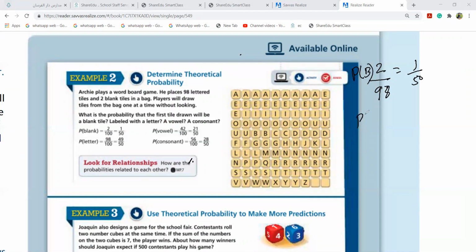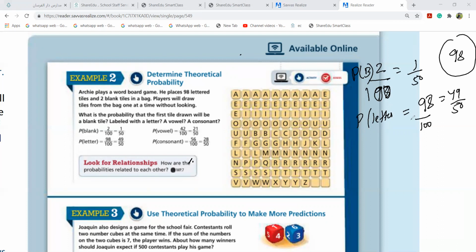Now when I say letter, there are 2 blanks and 98 letters, because total tiles are 100, girls. So 98 over 100. This is about letter. It is 49 over 50 after simplifying. Now vowel, how many vowels are there? A, E, I, O, U. So 1, 2, 3, 4, 5, 6, 7, 8, 9.